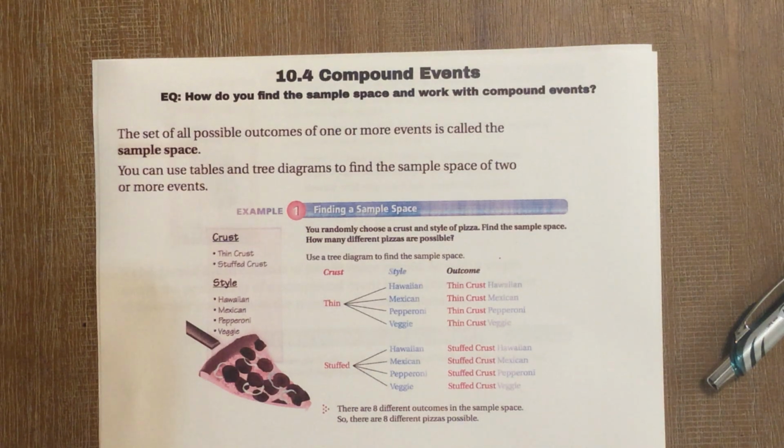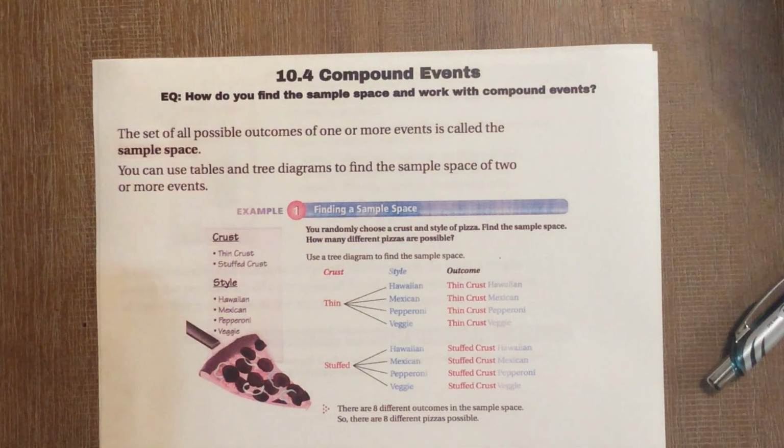All right, today I'm going to talk about section 4 from chapter 10, and this is compound events, so furthering into probability. Hopefully you remember probability just being the number of favorable outcomes over the number of possible outcomes. Well, now we're adding compound events.